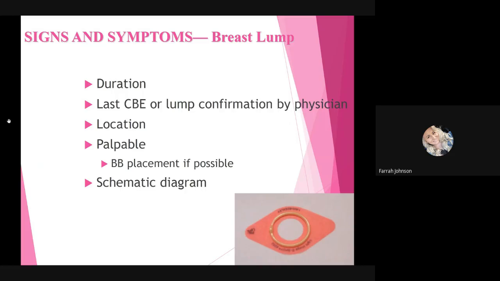And then if it is palpable, you're going to place a BB over where they feel that lump, and that will help the doctor further locate where in the breast they are feeling that lump. And then also on the schematic diagram, you would want to indicate what quadrant, what clock face, that potential lump was in. And then this is an example of a lump sticker. Every department is going to be different, but typically if you feel a lump, you would put the circular sticker over where the patient felt the lump.